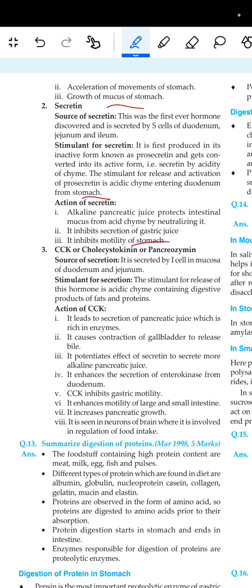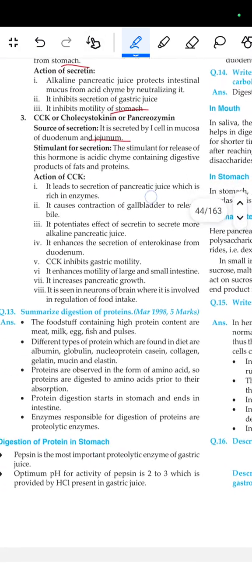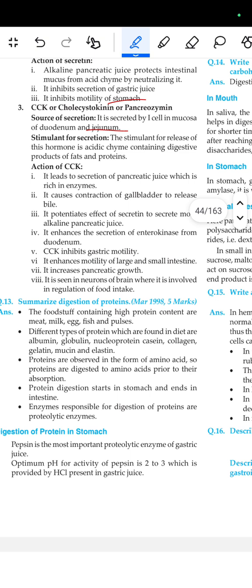CCK, or cholecystokinin, also called pancreozymin. Source of secretion: it is secreted by the I cells in the mucosa of the duodenum and the jejunum. The stimulant for the release of this hormone is the acidic chyme containing the digestive products of the fats and the proteins.